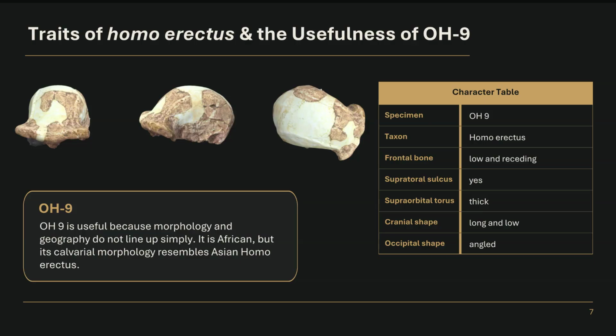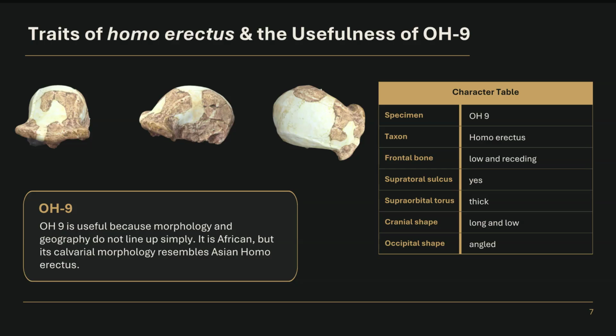The specimen has a low and receding frontal bone, a supratoral sulcus, a massive supraorbital torus, a long and low cranial vault, and an angled occipital region. Its brow ridge is exceptionally thick. Its cranial capacity is larger than that of many earlier East African Homo specimens. Its cranial vault morphology aligns with the broader erectus pattern, especially the long, low vault and robust cranial architecture.